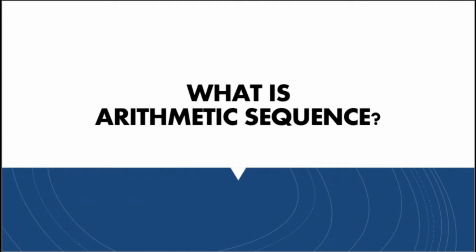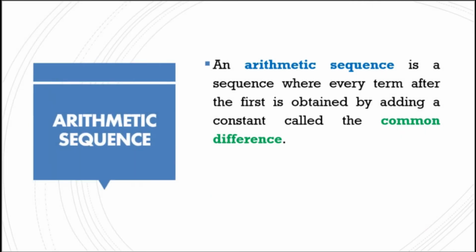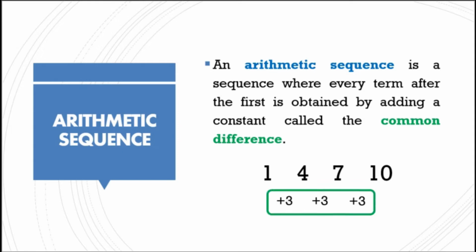What do we mean by arithmetic sequence? An arithmetic sequence is a sequence where every term after the first is obtained by adding a constant called the common difference. In short, for us to get the next term, we just add the same number. For instance, the sequence 1, 4, 7, and 10 is an example of an arithmetic sequence because we just add 3 to the preceding term to get the next. And the number that we add is what we call the common difference.